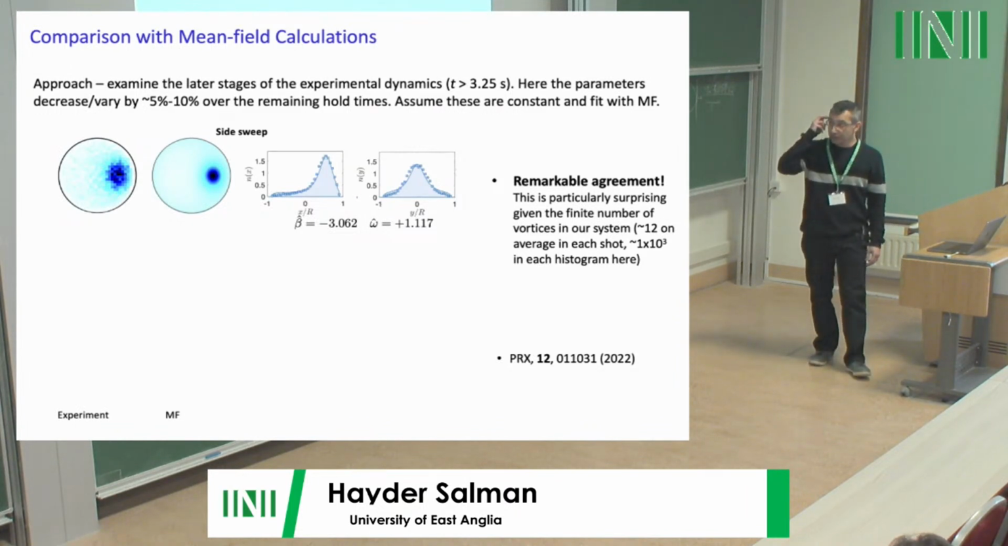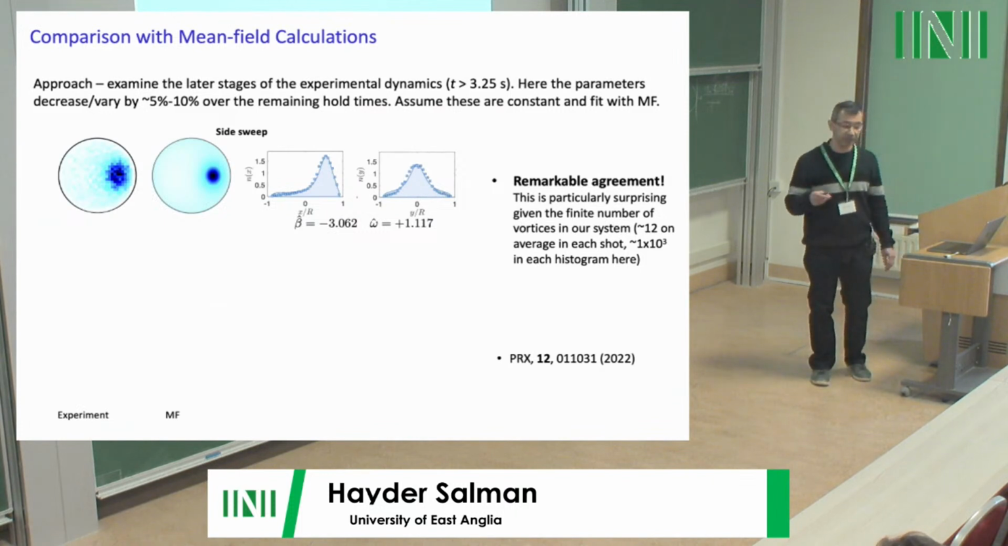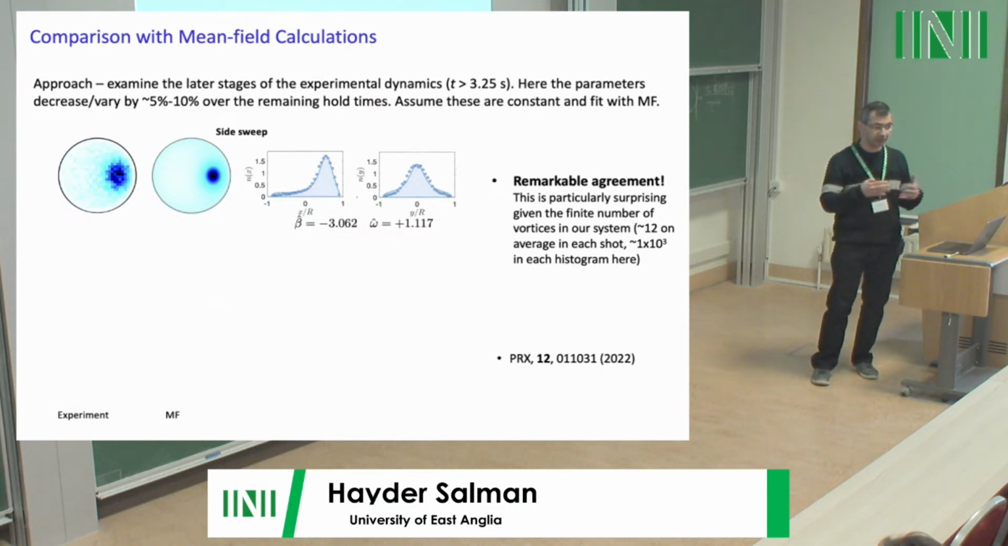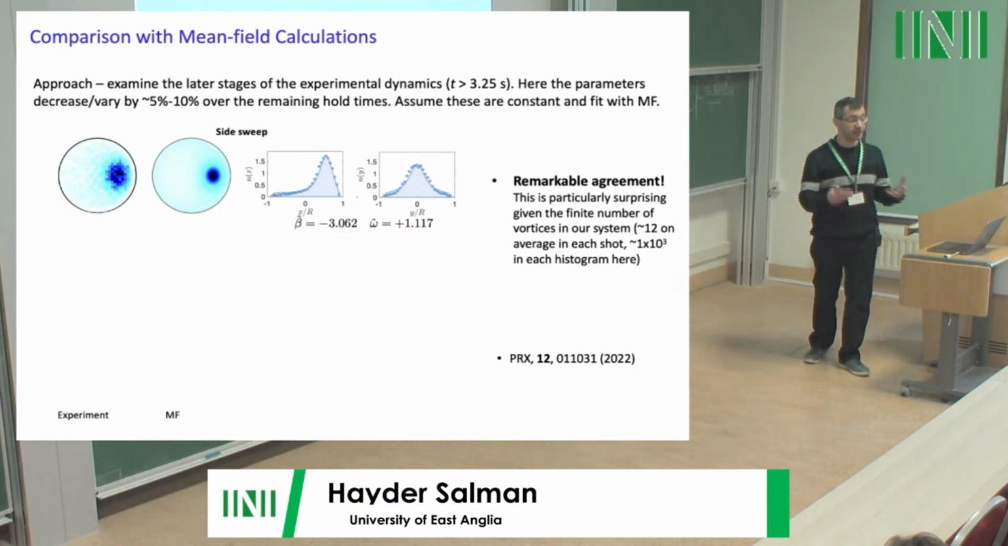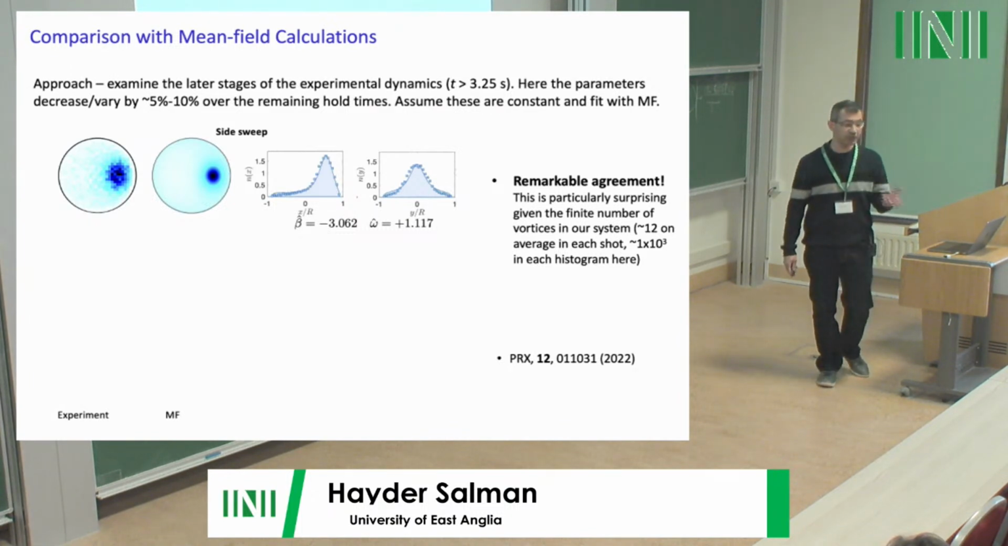Now, this was actually quite striking because we thought that given the small number of vortices, even though we are averaging over many realizations, there would be a significant amount of noise and we would need to adopt Monte Carlo type methods.